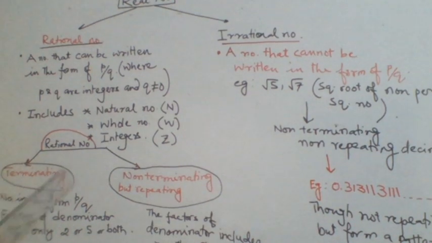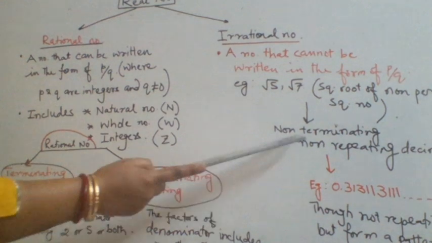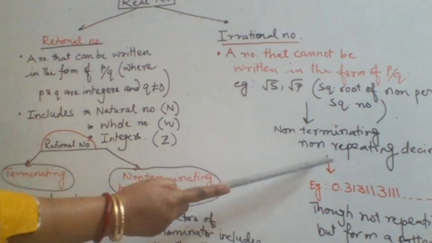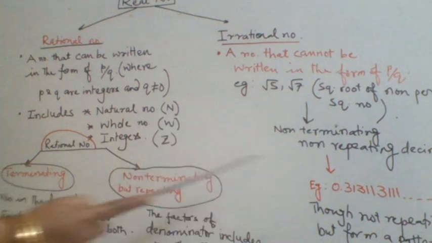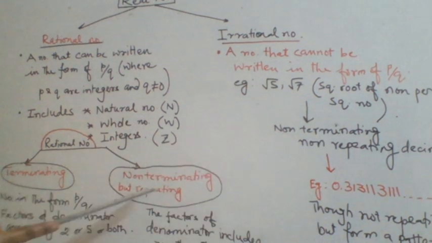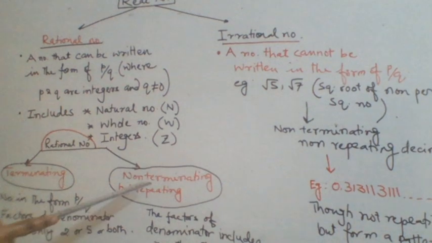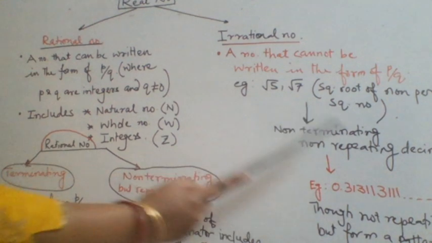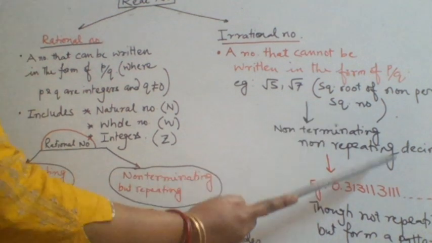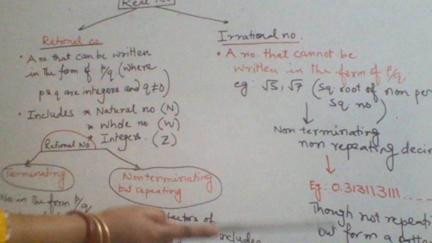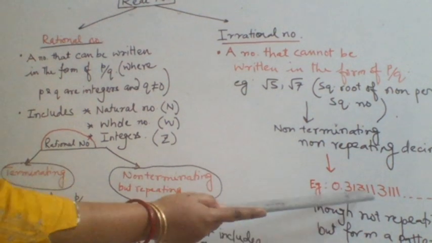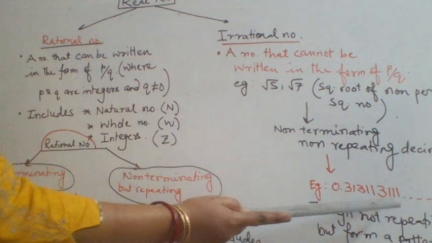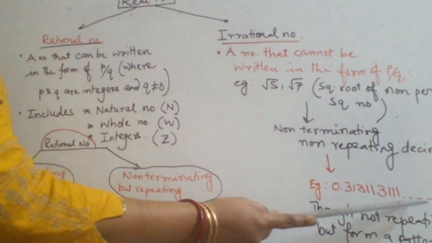Now irrational numbers have non-terminating, non-repeating decimals. Remember, non-terminating, non-repeating. Here for rational numbers it is non-terminating but repeating. So these are the differences between rational numbers and irrational numbers. They are just the opposite. How does non-terminating, non-repeating look like? Take the example, say 0.31, 311, 311. Like this it goes on and on and on, dot dot dot.